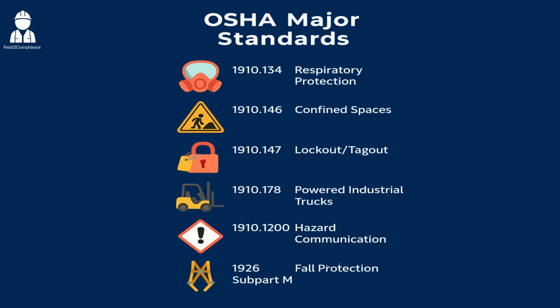1926 Subpart M, fall protection. M is for man down. It's construction related. If you're 6 feet up or higher, you need a harness. 1926 is the year fall protection was born. Nope, not really, but it'll help you remember. Pro tip: make flashcards. Recite them like a rhythm. Drill it until it's muscle memory. And trust me, these standards will carry you through more than just the test.